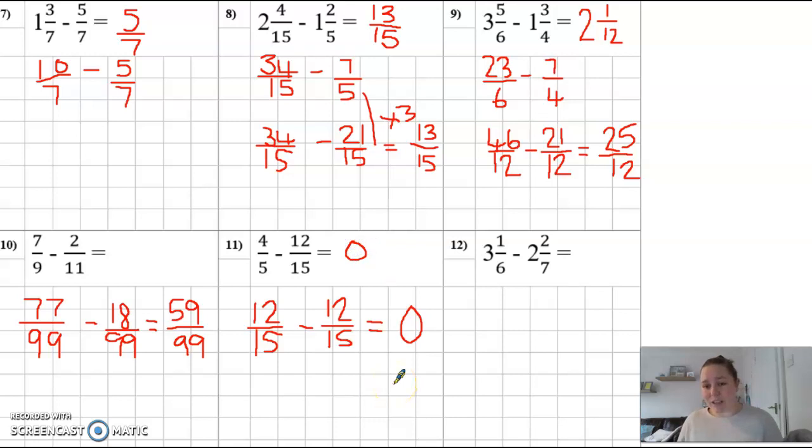And then last question, 3 and a 6th, take away 2 and 2/7. So again, we've got mixed numbers. So first, improper fraction. Second, find a common denominator. So 3 wholes, 3 lots of 6 would be 18, and the 1 extra would be 19 over 6. And then for my next one, I've got 2 wholes, 2 lots of 7 is 14, and 2 spare is 16, 16 over 7. Now I've got to find a common denominator, so a number that's in both the 6 and the 7 times table. I'm going to go straight for 42.